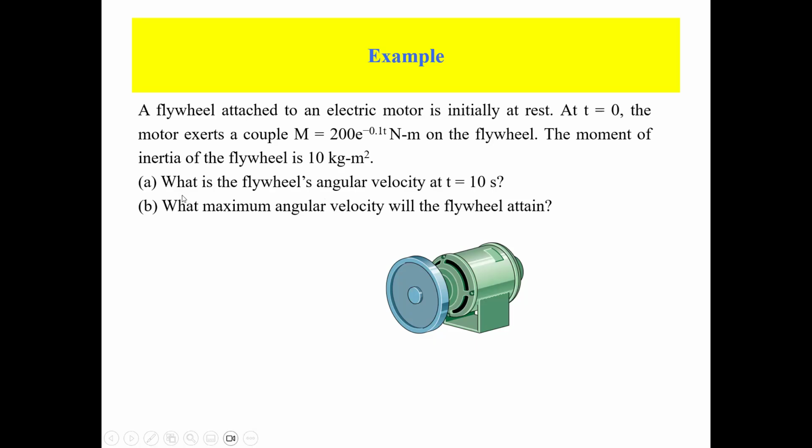For part A, we should find the angular velocity of the flywheel at time 10 seconds, and for part B, we should find what maximum angular velocity the flywheel will attain.